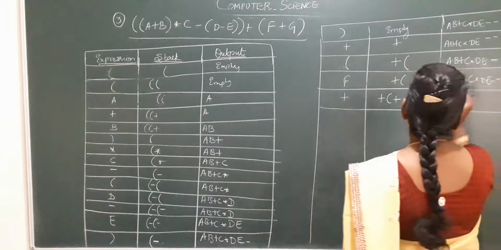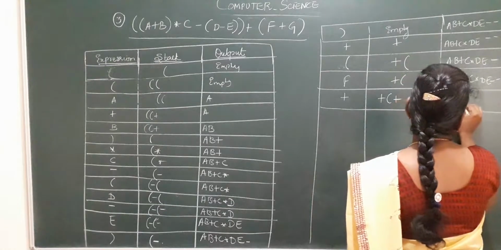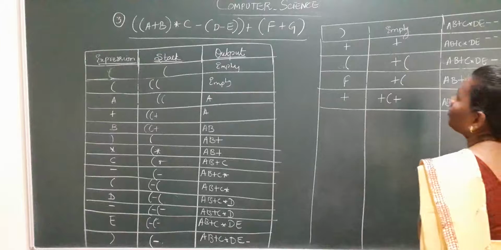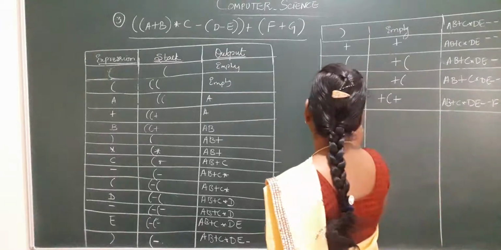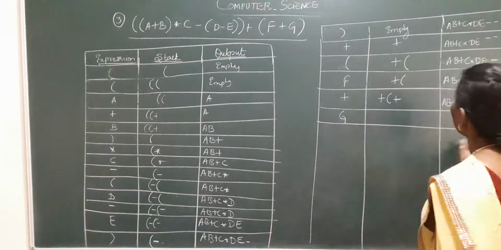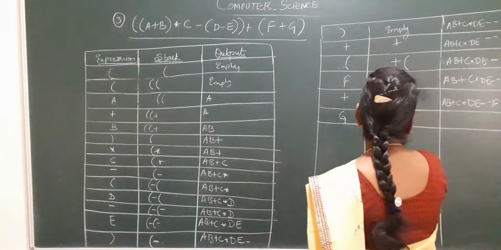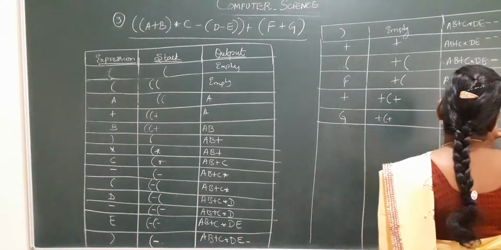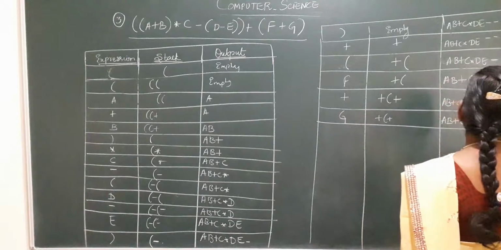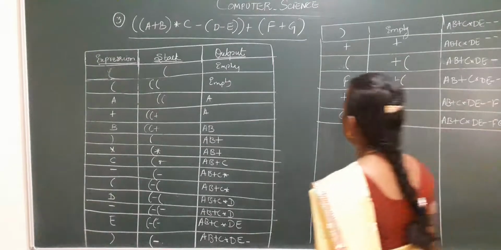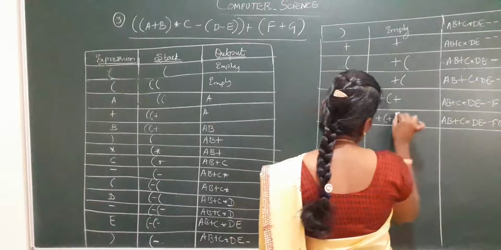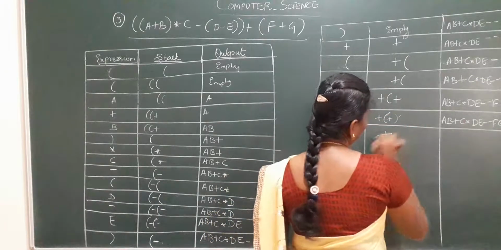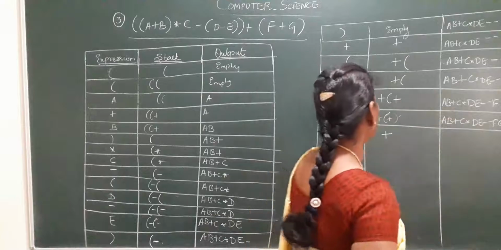We have A B plus C star D E minus minus F. Okay, next I have G. Where will G go? It will go to your output. A B plus C star D E minus minus F G. Okay, next I have closing bracket. Opening and closing bracket will get cancelled. So I will be having only plus here. Okay, this plus will go to your output.